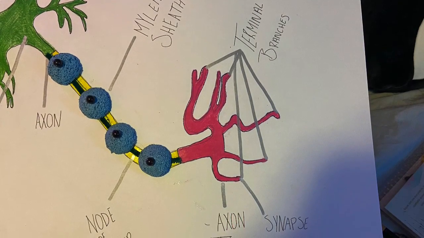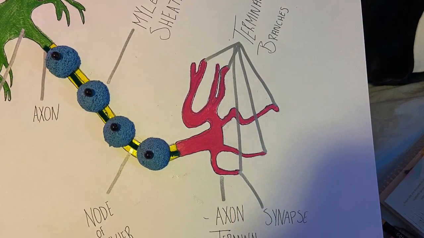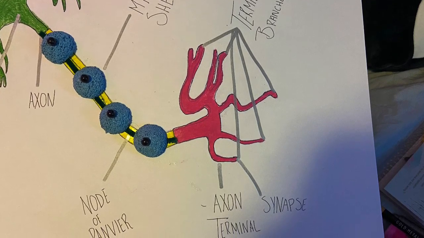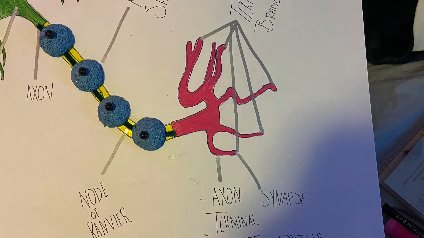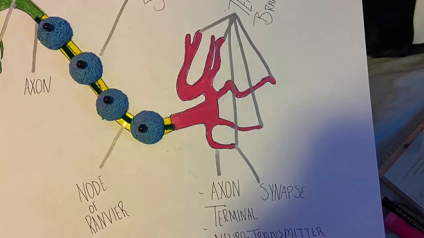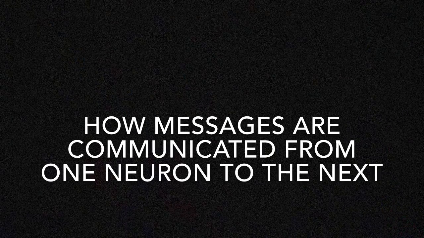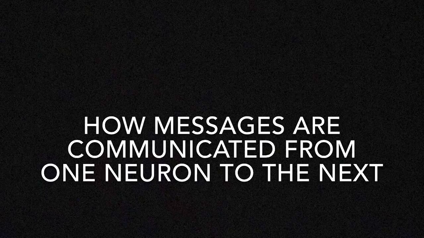And now that we have finished discussing each function of each part of the neuron, we will now get into these messages and how they are communicated from one neuron to the next. Hi guys, so now we're going to talk about how messages are communicated from one neuron to the next.